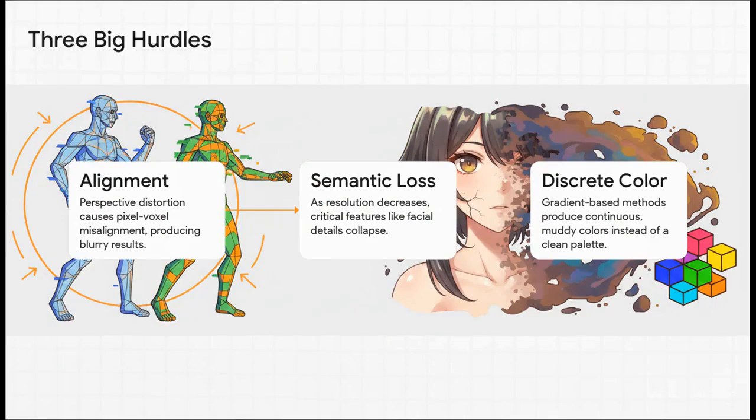This whole challenge really boils down into three major hurdles. First, there's the alignment problem, where the 3D model just doesn't line up right with the 2D guides. Second, what I'm calling the losing the vibe problem, where all the important details, like a character's face, get completely lost. And third, the color problem, where you just end up with a muddy mess instead of clean, distinct colors.